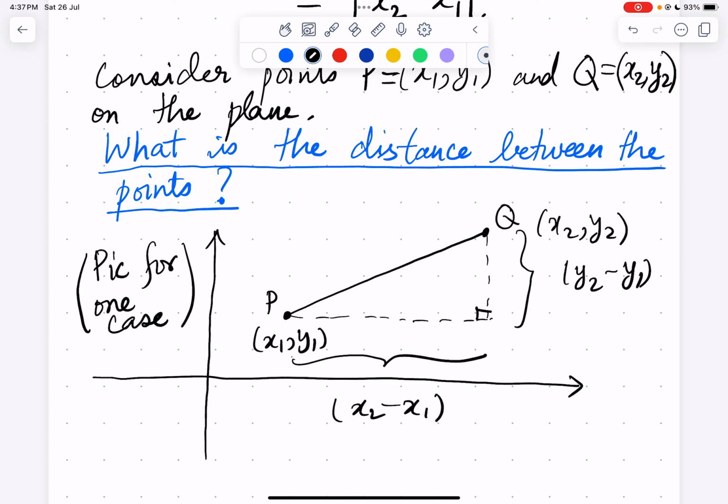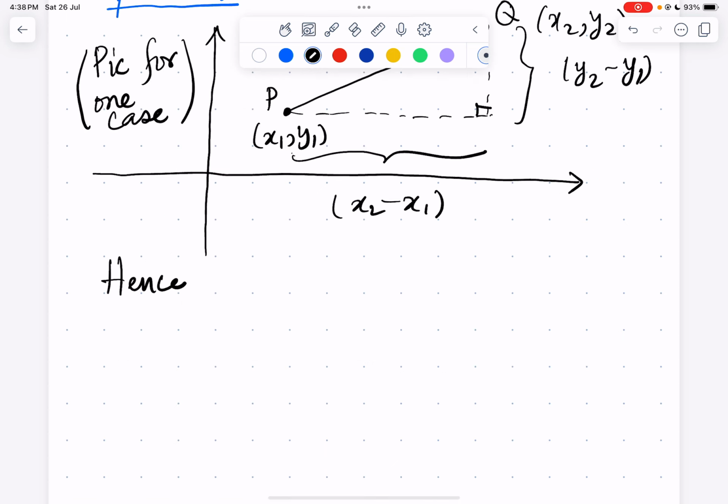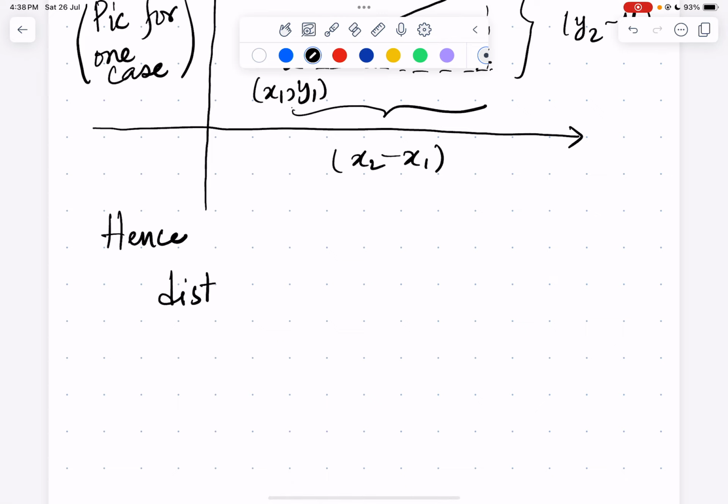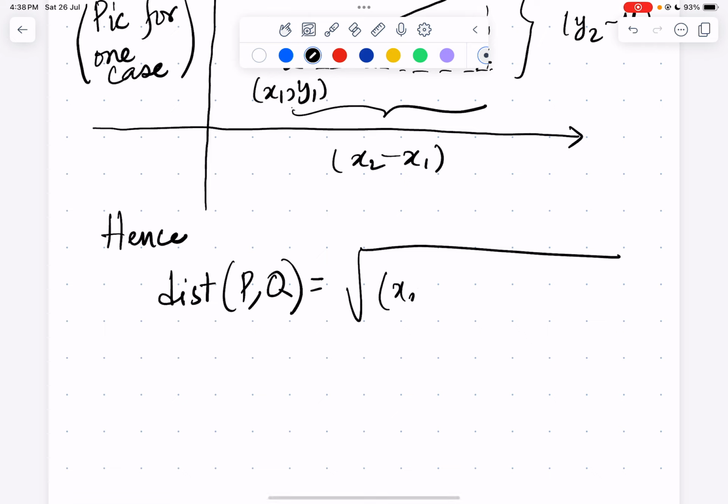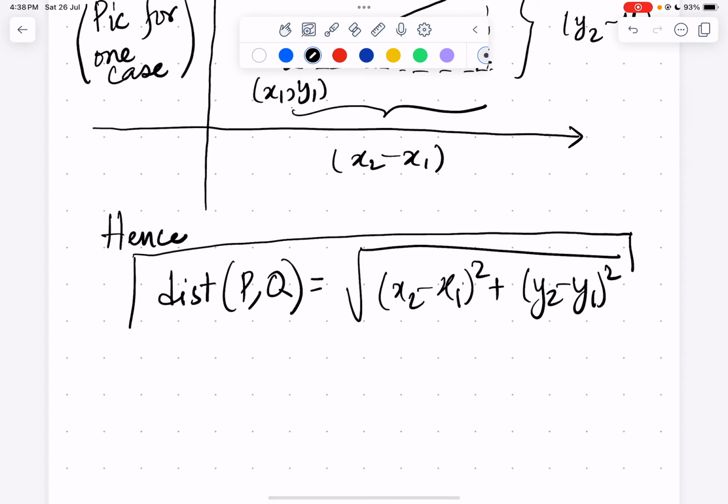Similarly, the first coordinate of Q is x2 and the first coordinate of P is x1. So the difference will give the length of the other side of the right angle triangle. So hence by Pythagoras theorem, the distance between these points P and Q is just the square root of (x2 minus x1) squared plus (y2 minus y1) squared. This is the distance between any two points in the plane.